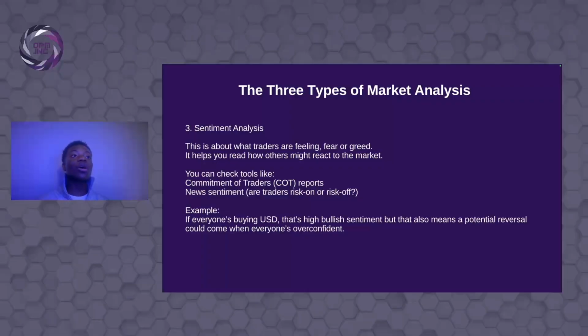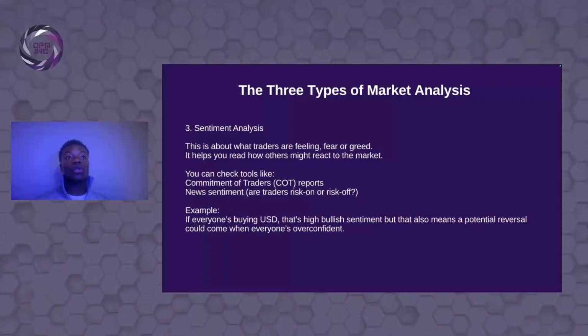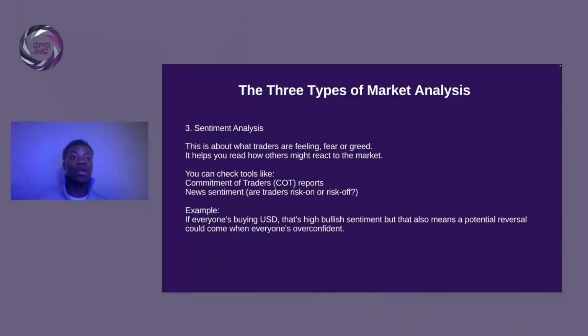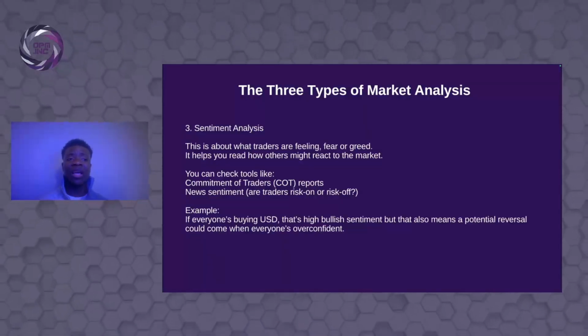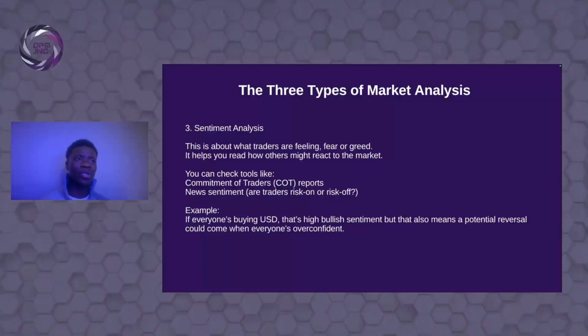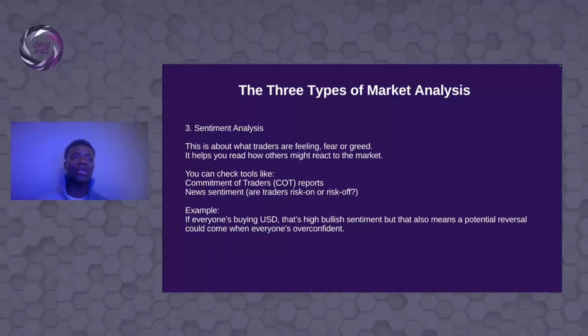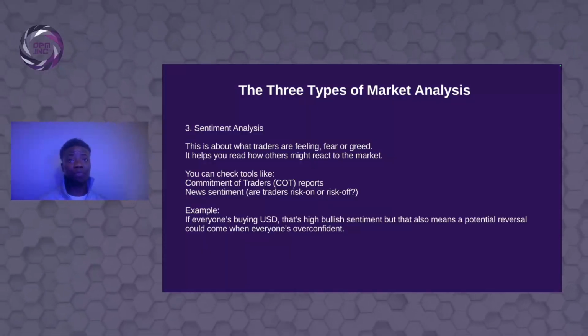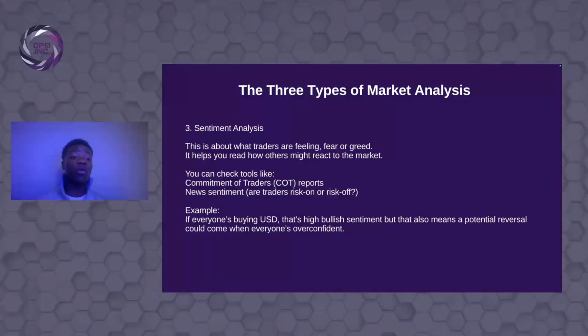You can see whether traders are risk on or risk off. Risk on basically means that traders are actively participating in the market. Risk off is like, okay, traders are not really actively participating in the market, and they're holding their positions. They're not really entering new positions and whatnot. So you can see the sentiment from there. If everyone is buying USD, that's high bullish sentiment, but it also means a potential reversal could come when everyone is overconfident.